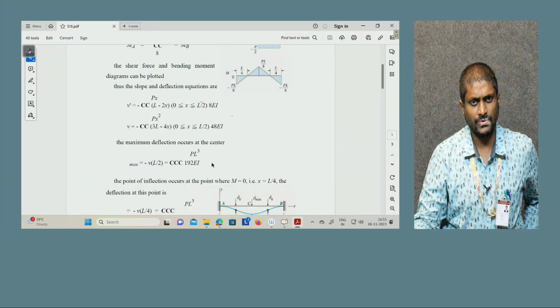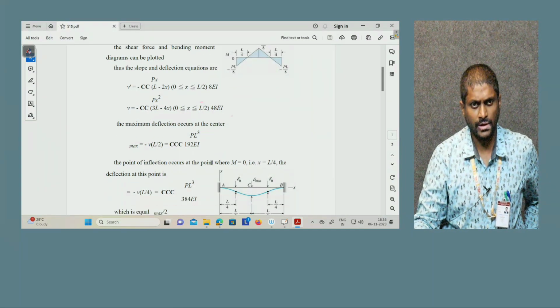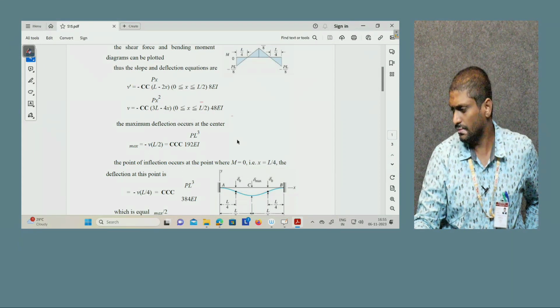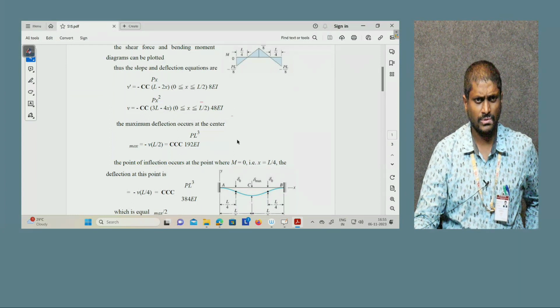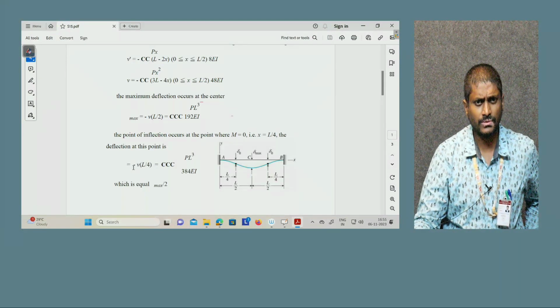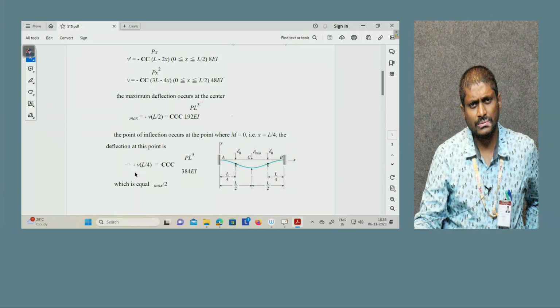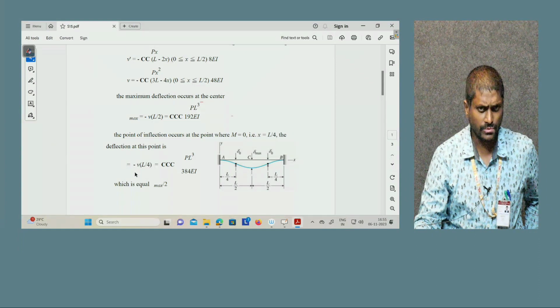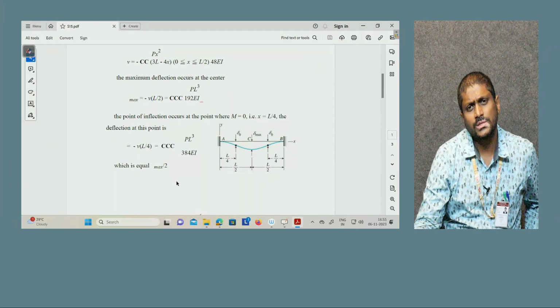Minus v of L by 2 equals PL to the power of 4 by 192 EI. The point of inflection occurs at the point where M equals 0, that is x equals L by 4. The deflection at this point is minus v of L by 4, equal to PL cube by 384 EI, which is equal to v max by 2 actually.